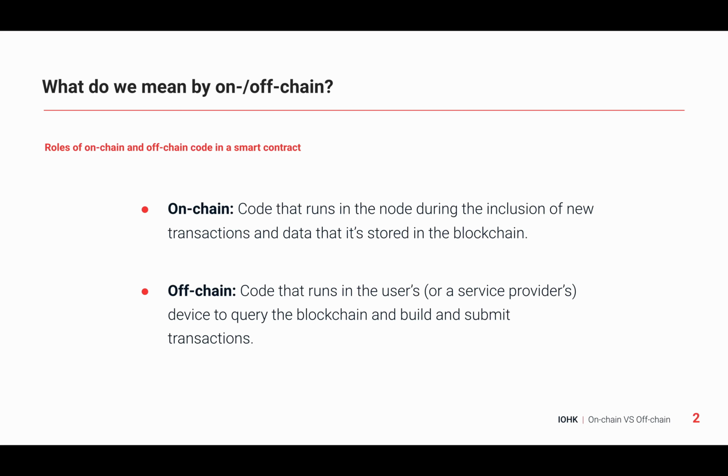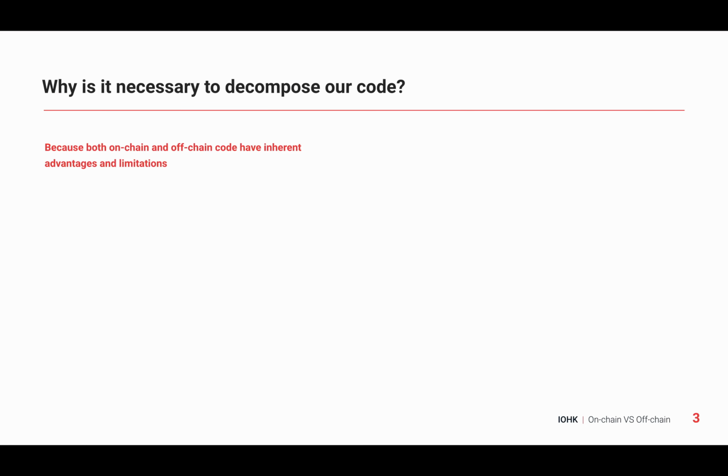That doesn't mean that you can goof around with off-chain code. But if there's something wrong with it, the security of your validator is not affected. Which brings me to the next question. Why is it necessary to decompose our code?